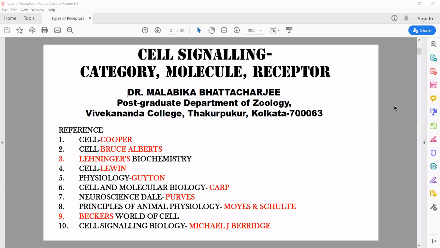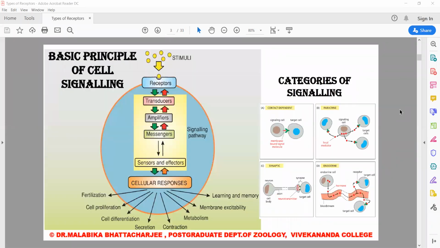So these are the reference books. Most of my pictures are from Cooper and Bruce Alberts. That is the basic book that I've followed totally. And in addition, I've gone through Lehninger's Biochemistry, Physiology by Guyton, Karp, Purves. So you can have a checklist of the references, and you can go through the books for yourself when you want to. So let's start with the basic principle of cell signaling.